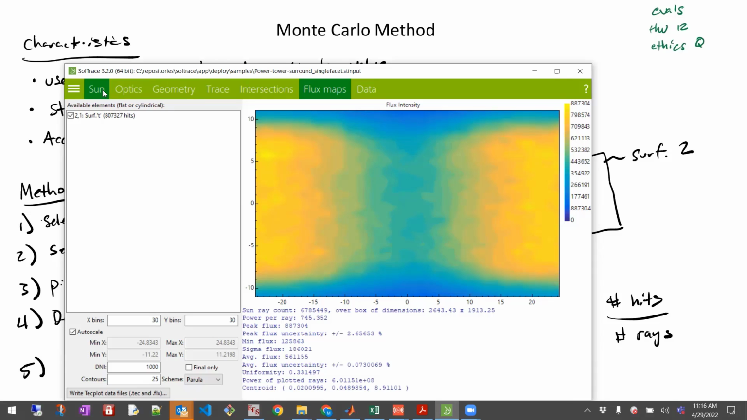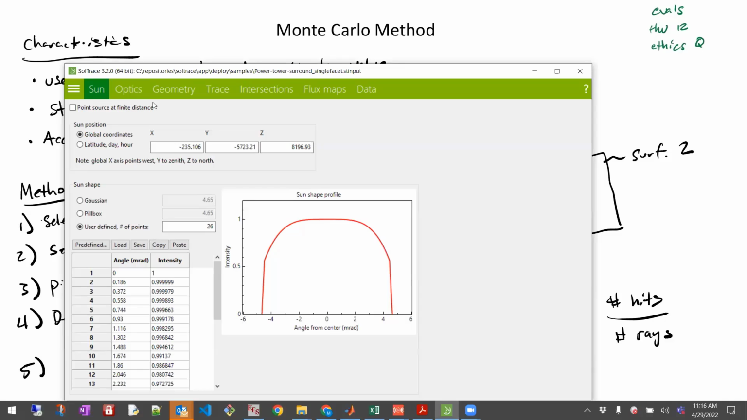Some in the class are familiar with it. SolTrace is a ray tracing tool. It's typically used for renewable energy systems. So you can model things like the sun shape. And the idea is that you have this emitter, right? This sun that's emitting rays. It's emitting in a certain direction. And we want to see what happens with reflection.